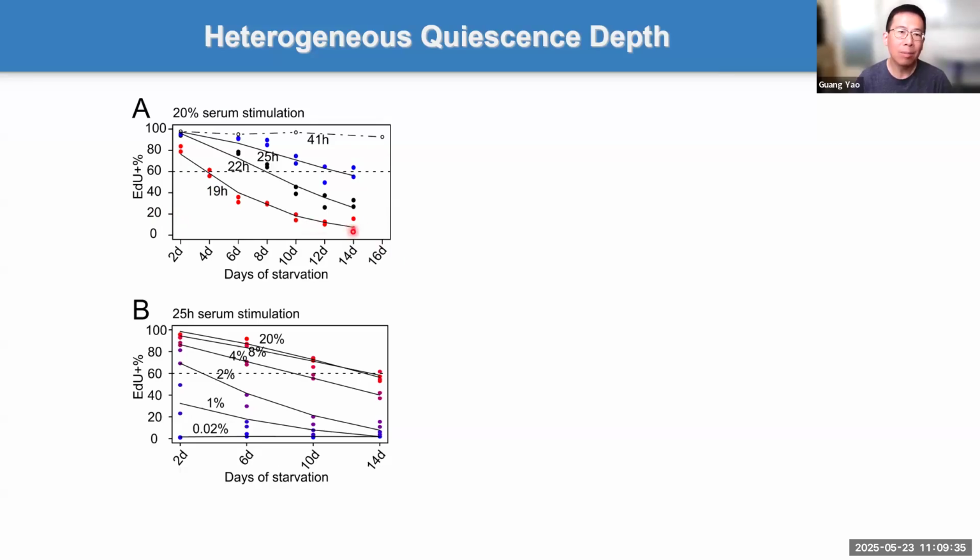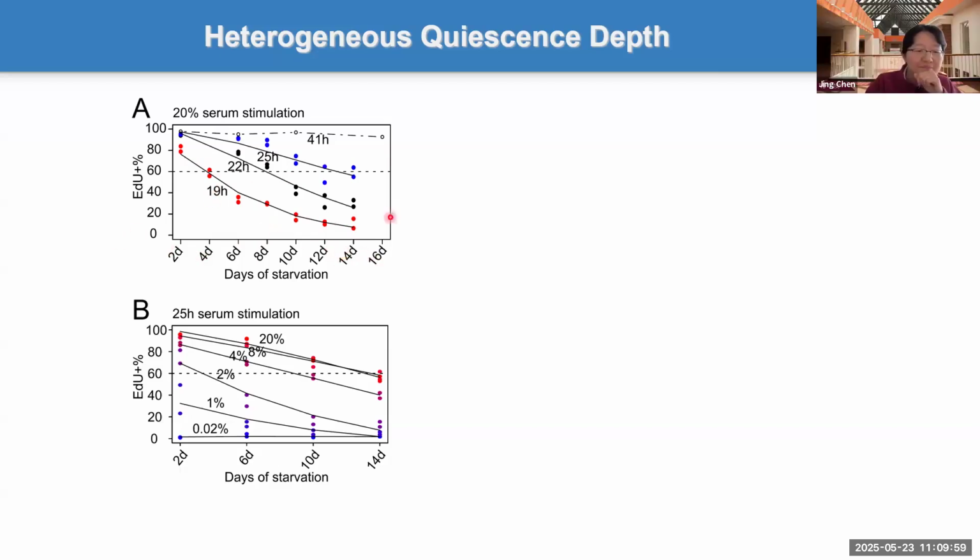So they are deeper. Question: may I ask, what do the different color dots mean? Oh, this just means different times. This is 19 hours, 22 hours. That's the time we harvest the cells for flow cytometry. You mean these dots? These are all the 19 hours for all these different days of starvation.